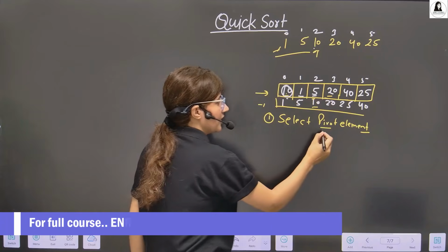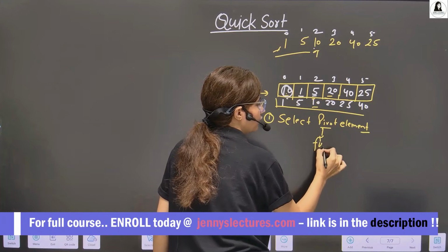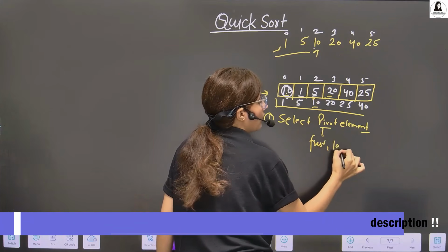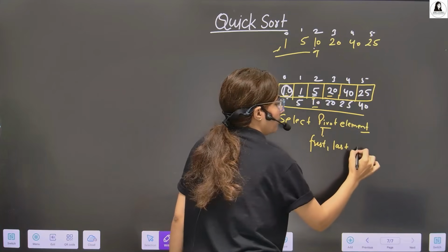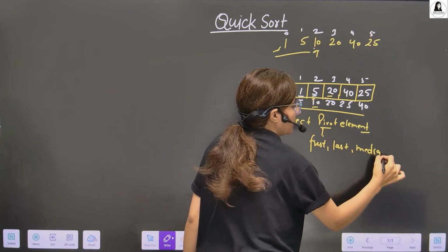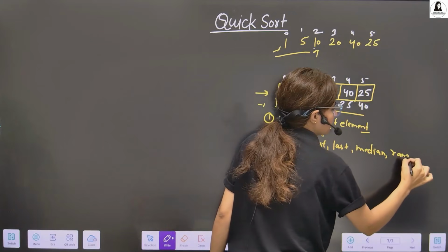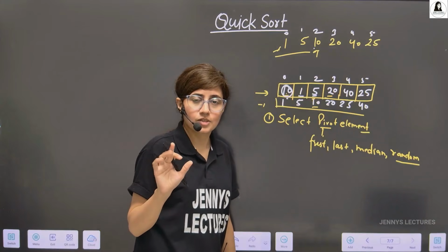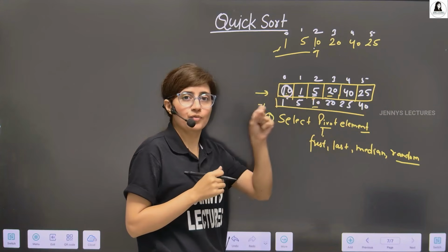So very first we will select a pivot element, any element. Now what is the pivot element? It can be the first element, or the last element, or you can find the median element and consider that, or any random element. It's up to you. Sometimes the performance also depends on the selection of the pivot element.